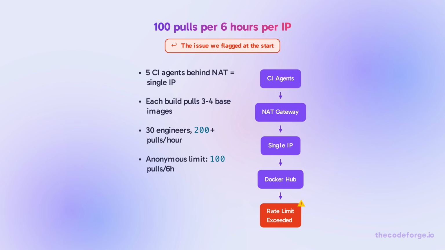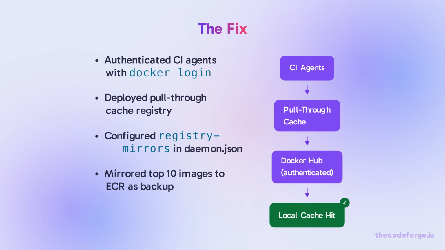The team had 5 CI agents behind a corporate NAT gateway, so all outbound traffic appeared as a single IP. Each build pulled 3-4 base images. With 30 engineers triggering builds, they made over 200 pulls per hour, exceeding the 100 pull anonymous limit in 30 minutes. The fix had 4 parts.